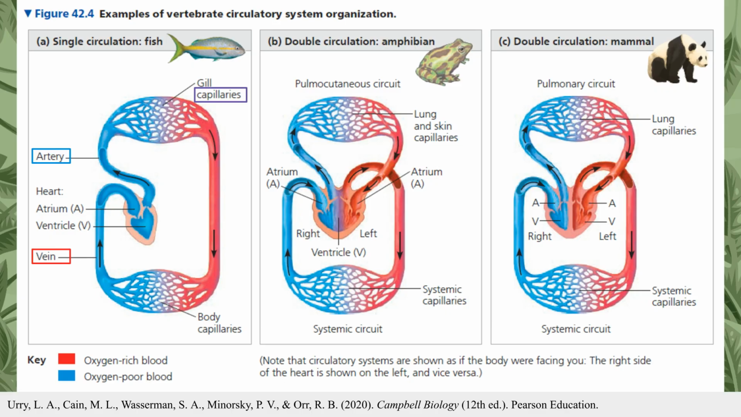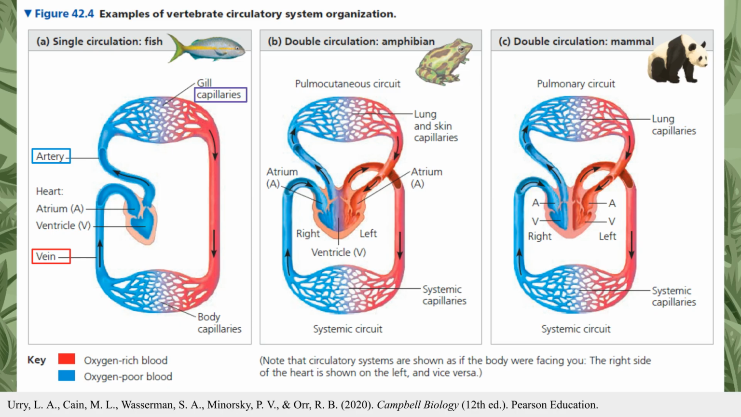Fish have a single circulatory system, where blood passes through the heart once per complete circuit. Blood flows from the heart to the gills, then to the body tissues, and back to the heart. Amphibians, reptiles, birds, and mammals have double circulation, meaning blood passes through the heart twice per circuit. This system includes a pulmonary circuit, which carries blood between the heart and lungs, and a systemic circuit, which carries blood between the heart and the rest of the body.